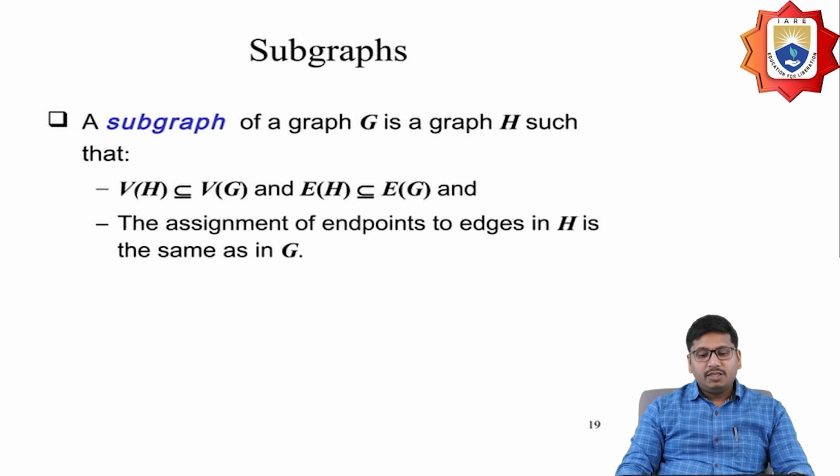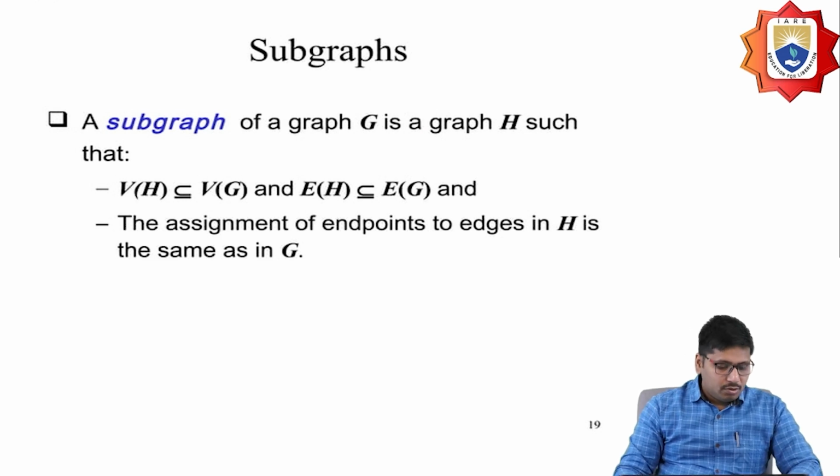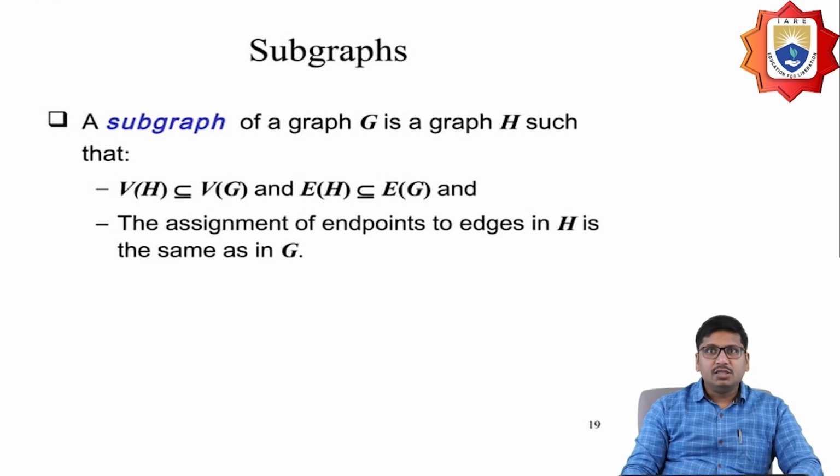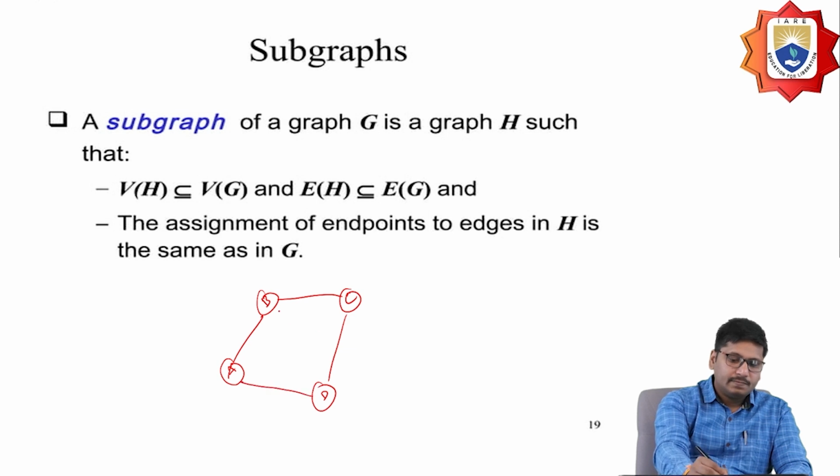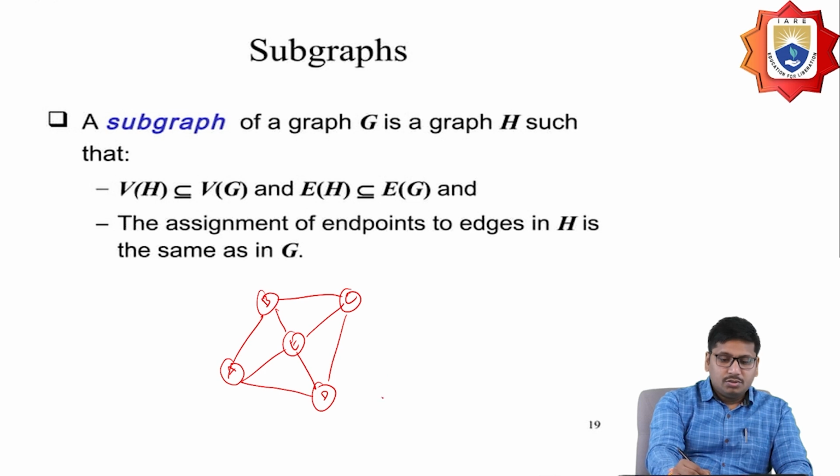And next one is subgraph. A subgraph H of a graph G is such that V of H is a subset of V of G and E of H is also a subset of E of G. Then the assignment of endpoints to the edges of H is the same as in G. So subgraph is that, A to B. So this is the vertex set of G.